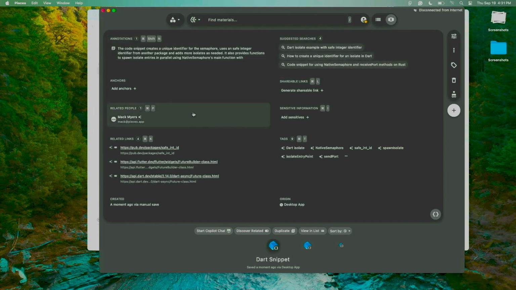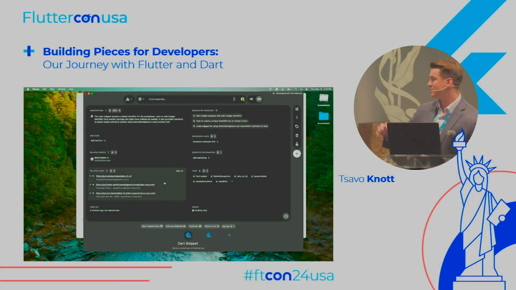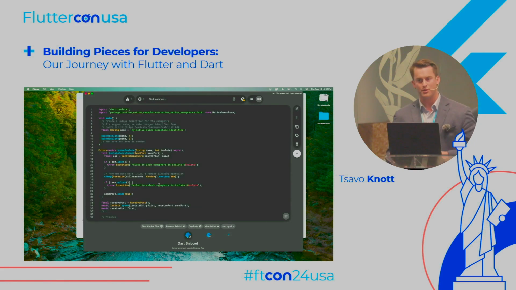We're going to associate people where we've seen similar code that person was related to. And we're also going to associate relevant links out to external documentation like the Safe Int ID package or the Flutter Future Builder package. And so that's all happening within 200 milliseconds as soon as I paste that bit of code. That's a tremendous amount of machine learning.